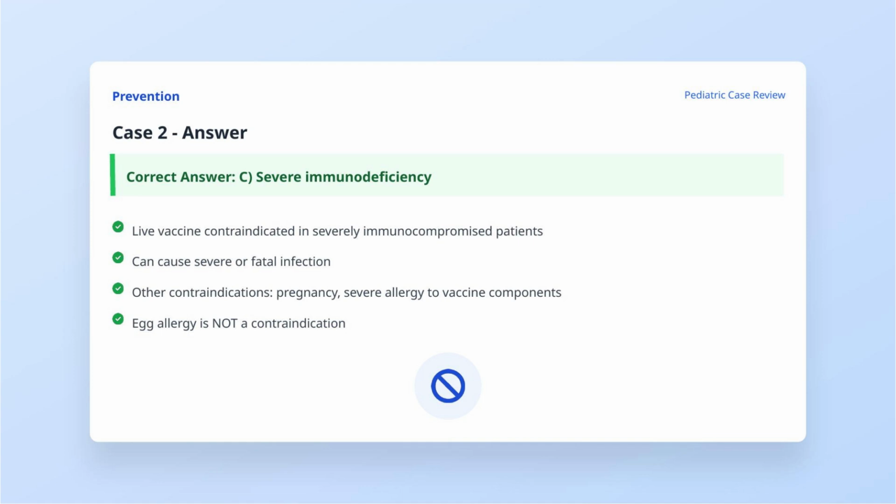Severe immunodeficiency. MMR is a live attenuated vaccine and is contraindicated in individuals with severe immunodeficiency due to the risk of causing severe or fatal infection. Other absolute contraindications include pregnancy and severe allergic reaction to a previous dose or vaccine component. Notably, egg allergy is not a contraindication to MMR vaccination. Mild acute illness with or without fever and current antibiotic use are not contraindications to vaccination.